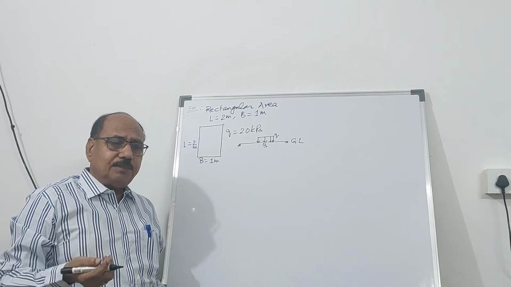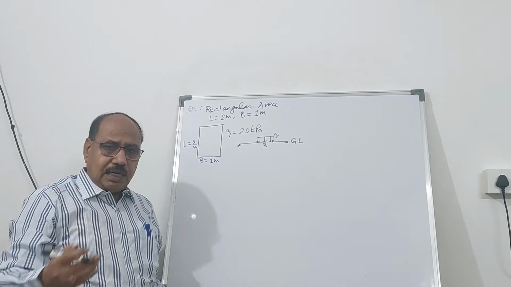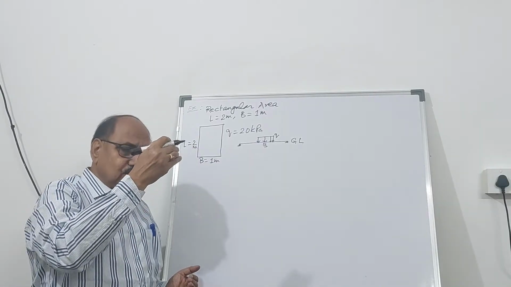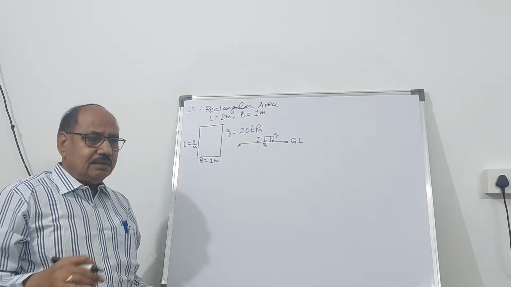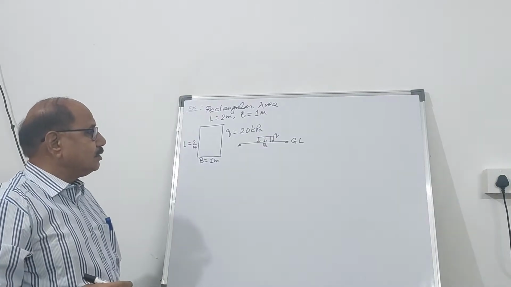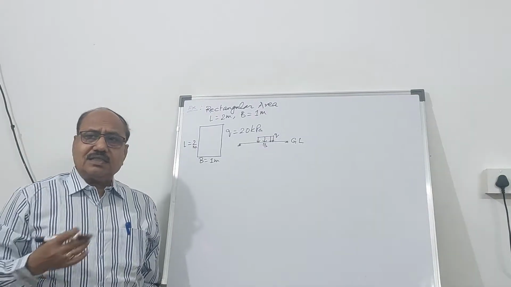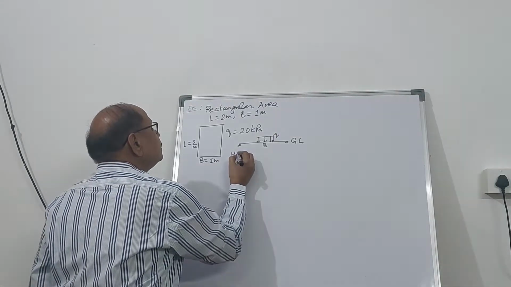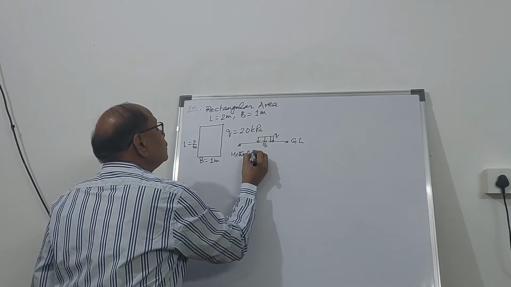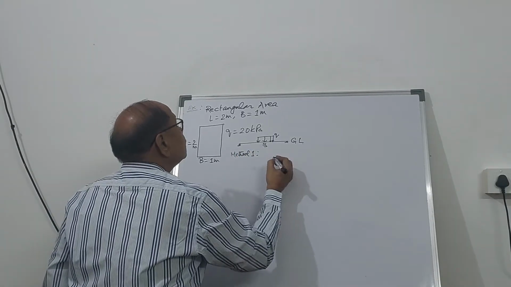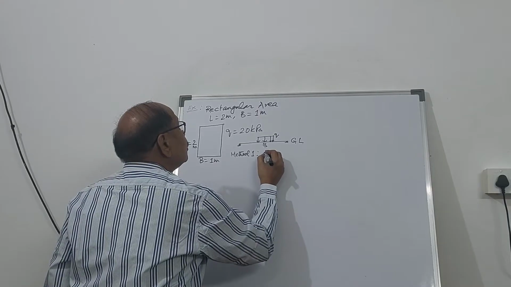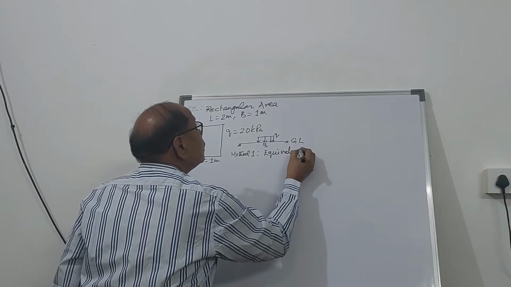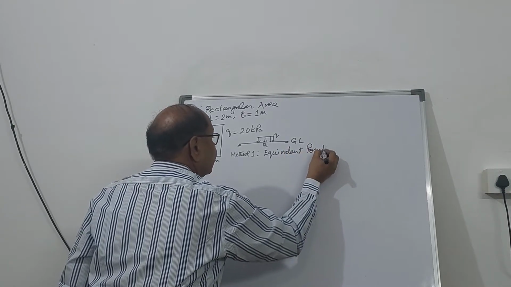You can use the approximate method of stress distribution where the load is going to spread at 2 vertical to 1 horizontal. So let us do it by the equivalent point load method. So method 1 is the equivalent point load method.